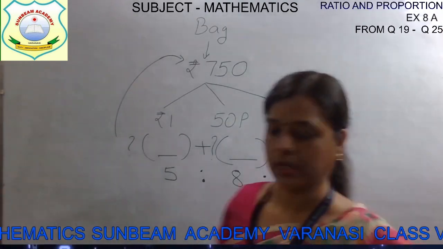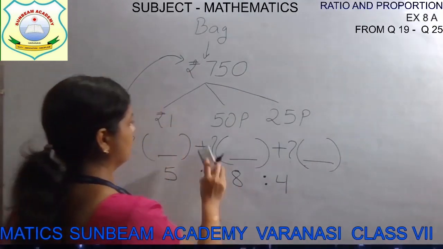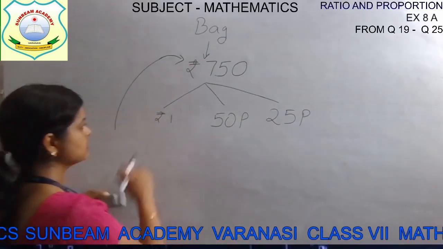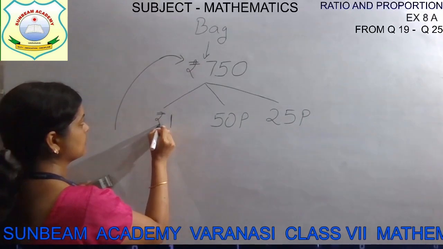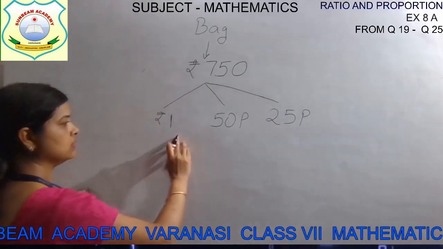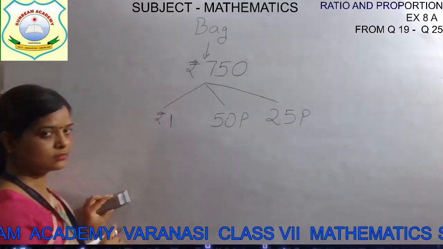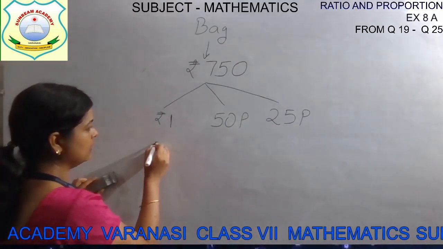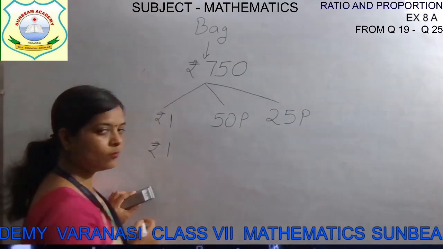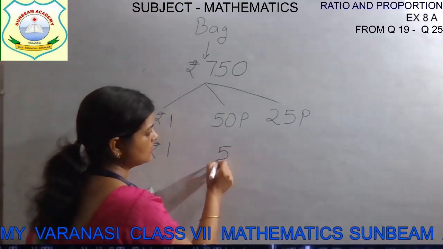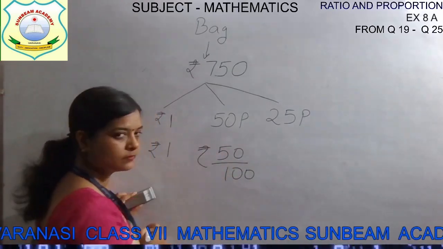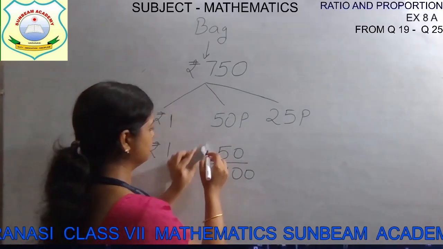Okay, now let's start. I'm erasing this, children. 5 is to 8 is to 4. Now it is 1 rupee. First convert all of them into rupees. So 1 rupee is already in rupees, no need to change it. 50 paisa is how many rupees, children? 50 paisa is how many rupees? This one, isn't it?